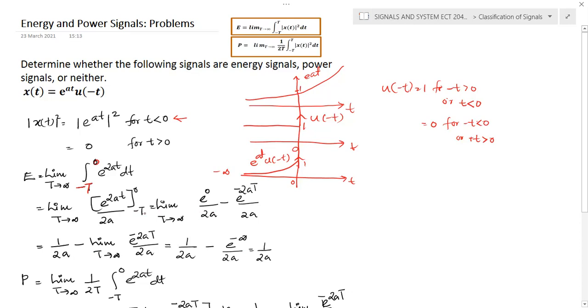So if you apply the limit minus t to 0, it becomes 1 by 2a, because if you apply 0, it becomes e raised to 0. And the second part, if you apply t tending to infinity, it becomes e raised to minus infinity. This quantity becomes 0 because e raised to minus infinity is 0. So your final result is 1 by 2a joule. You'll get a finite energy term.